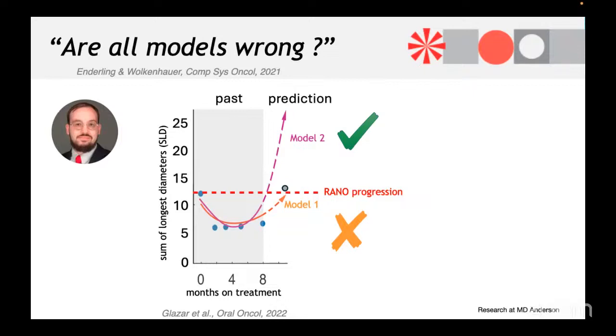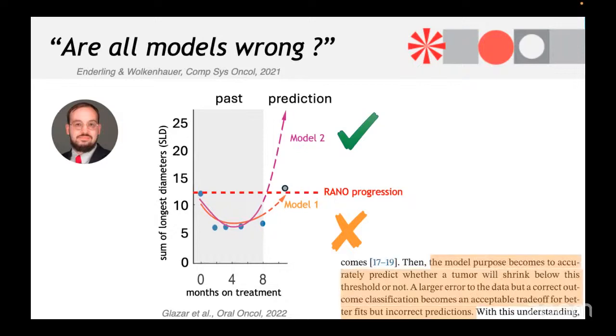Although the model is not making the right prediction, the model is not wrong. Okay? The model is fit for purpose. So the model purpose now becomes to accurately predict whether a tumor will shrink below a threshold or not. A large error to data, but the correct outcome classification becomes an acceptable trade-off. So we have stopped trying to train our models to accurately simulate data. The first objective in our fitting objective function is to get the outcome prediction right. And then the secondary objective in these objective functions becomes fit to data.